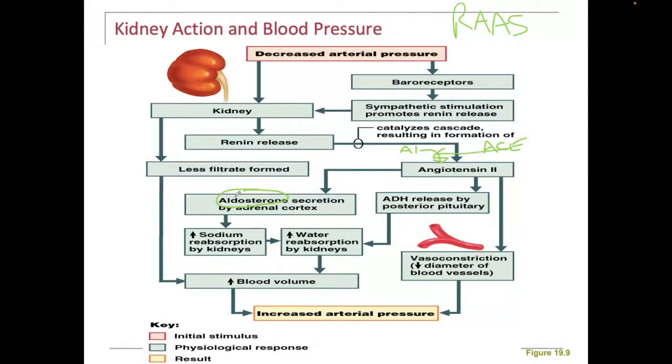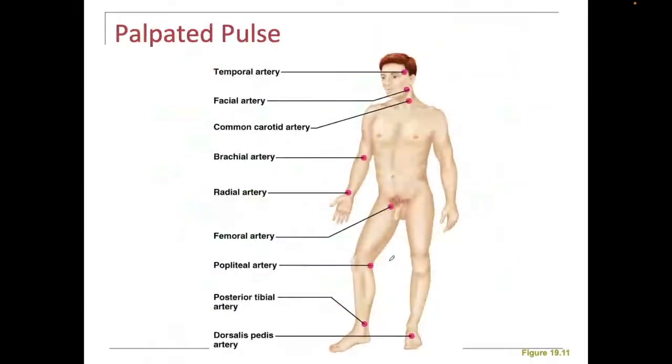That's a mineralocorticoid. And aldosterone is going to increase sodium reabsorption, whereas antidiuretic hormone is going to increase water absorption. So if you eat salt and you drink water and you hold on to it, blood volume is going to increase and arterial pressure is going to increase. Okay? And also when you get sympathetic stimulation, you get vasoconstriction of blood vessels. So all of that's going to increase blood pressure.